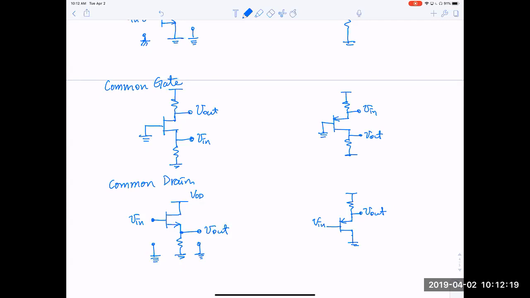Why is it common drain? Because the drain, VDD, in the AC equivalent circuit is AC ground. So in AC, we actually will make it a ground. The reason is that there's no resistor connected to the drain out there. That's why that becomes ground, and that's how we use it.